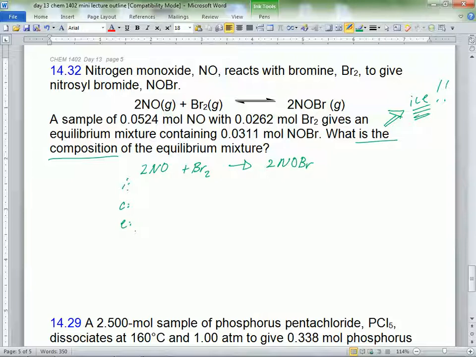Careful. That 0.0311 isn't initial. Don't change rules on the ICE table. We need an ICE table whenever they're asking for equilibrium composition of anything, equilibrium amounts. Put down ICE and then the initial. He's not initial. No, you're okay. There you go.